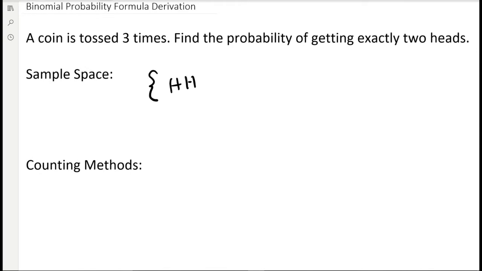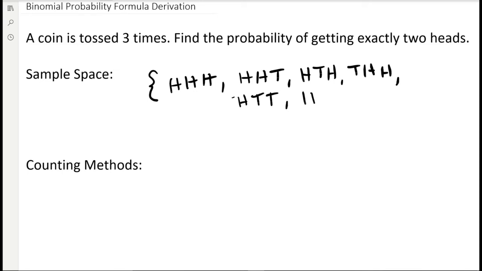Well, you can have all 3 heads. You can have 1 tails. And there's 3 ways of getting 1 tails. Then we can have 2 tails. In that case, there should be 3 ways of doing that. And then lastly, you get all tails. So in that case, we have a total of 8 possibilities, right?